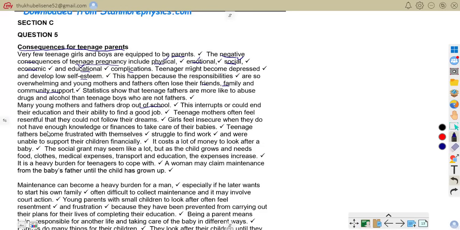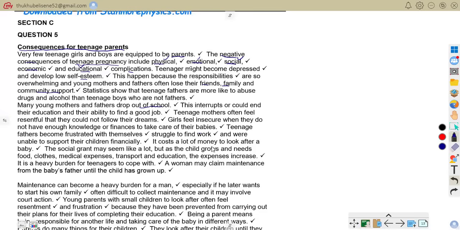Teenage mothers often feel resentful that they could not follow their dreams. Girls feel insecure due to not having enough finances to take care of their babies. Teenage fathers become frustrated with themselves, struggle to find work, and are unable to support their children financially.